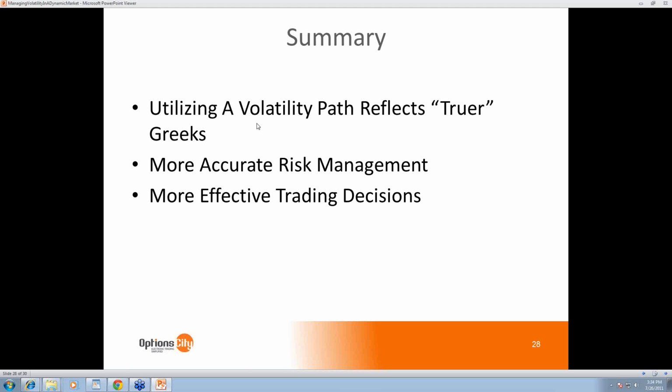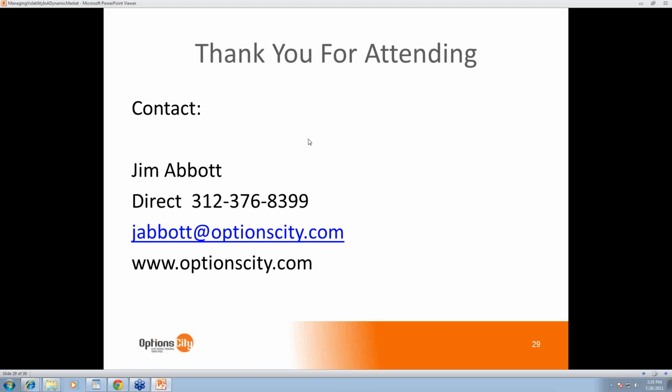This is just the tip of the iceberg of what we at OptionsCity have to offer traders as a whole. I hope that we've given you a little bit of a primer today. Hopefully you've learned a little bit more about a vol path and some skew than you did when you came in today. I'd like to thank you for attending today.